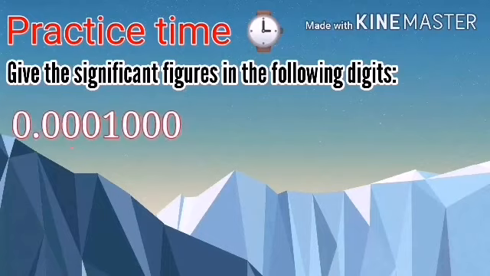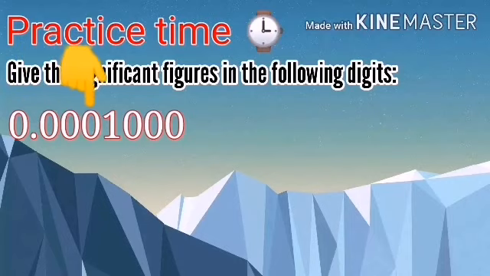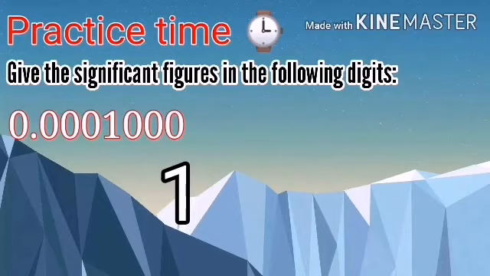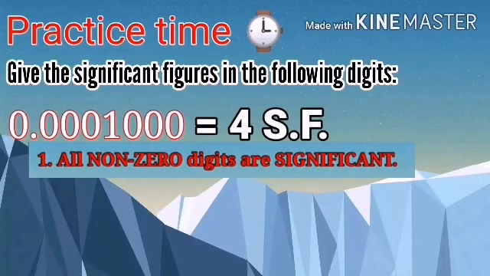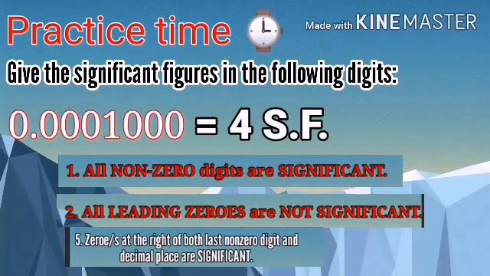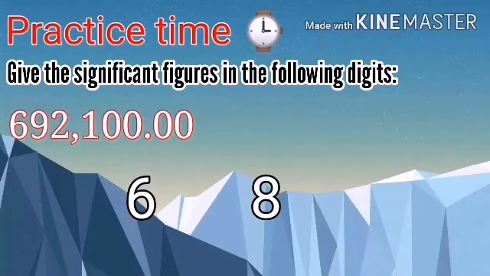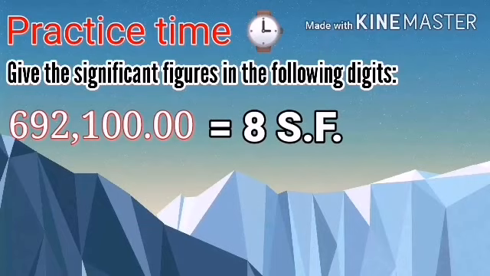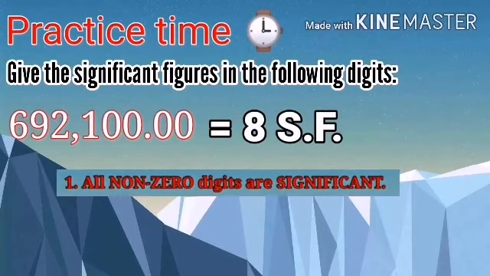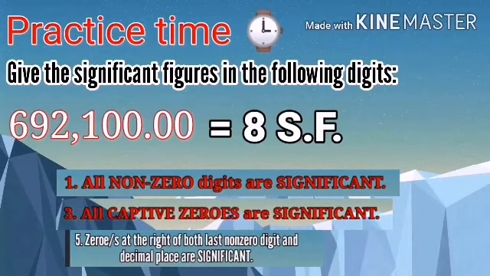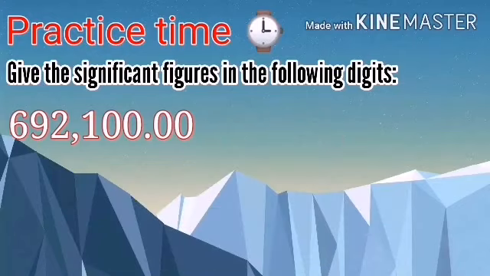Next tayo, we have now 0.0001000. How many significant figures are there? Is it 1 or 4? The answer is 4. Applying rule number 1, rule number 2, and rule number 5. Last one, we have 692,100.00. How many significant figures are there? 6 or 8? The answer is we have 8 significant figures, applying rule number 1, rule number 3, and rule number 5. Nakuha mo ba? Very good.